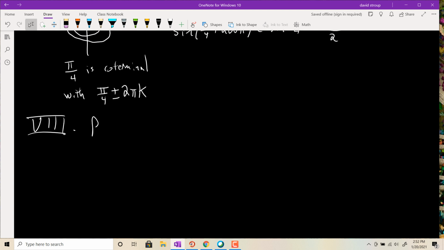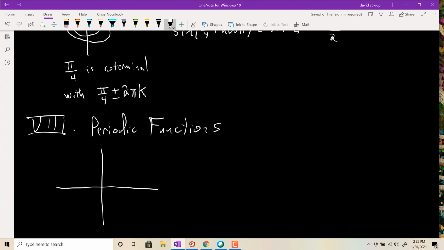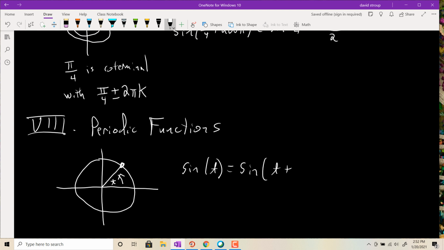Okay? So periodic functions, given that we have this coterminal phenomenon happening. If you have some point here for some angle t, sine of this angle t will equal sine of this angle t plus some multiple of 2 pi. Okay.